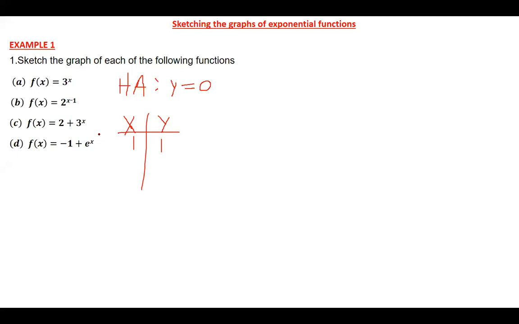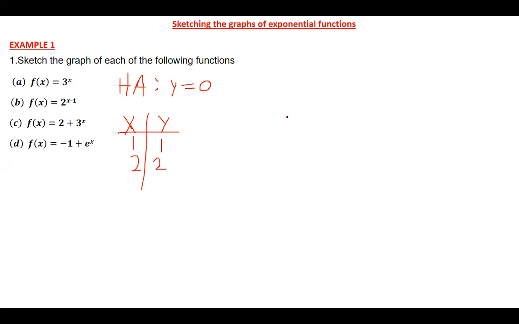Sorry for that network interruption. And then we also find another number. We can put 2 there. 2 minus 1 is 1. 2 raised to power 1, you get 2.